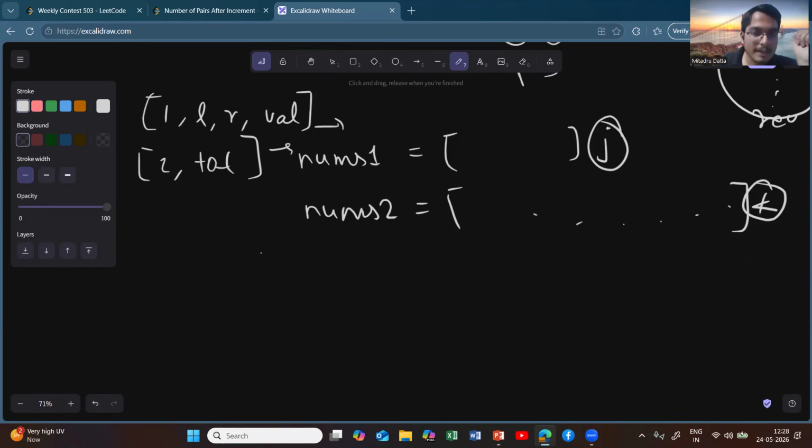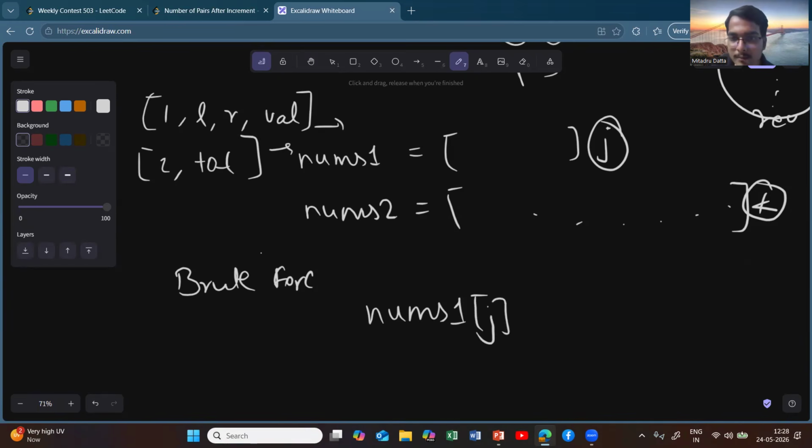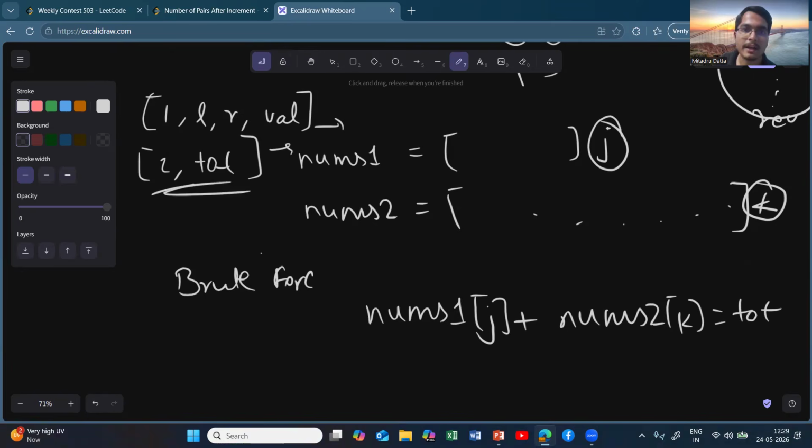So first of all, try to think of the brute force and think about what the issue will be if you start with the brute force. First of all, what do you need? You need nums1 of j plus nums2 of k equal to total. This is what you need for this particular array.